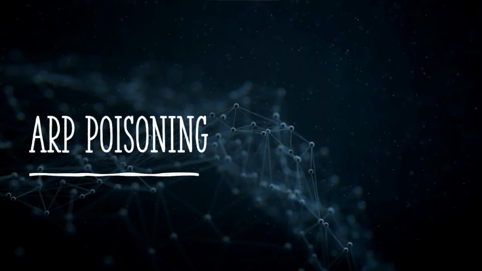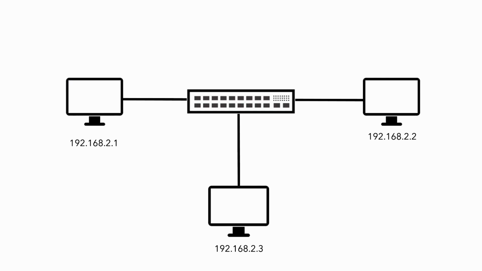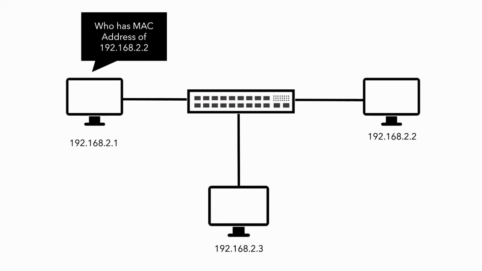ARP, which stands for Address Resolution Protocol, is a communication protocol used to discover the MAC address of a device and map it to an associated IP address. For instance, if we have a device with IP address 192.168.2.1 which needs to communicate with device 192.168.2.2, it first needs to know the MAC address of 2.2 because the switch works in the data link layer and it uses the MAC address to communicate.